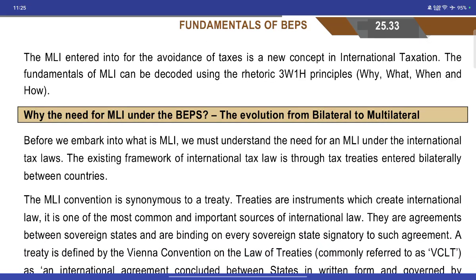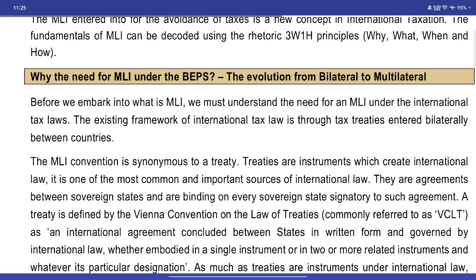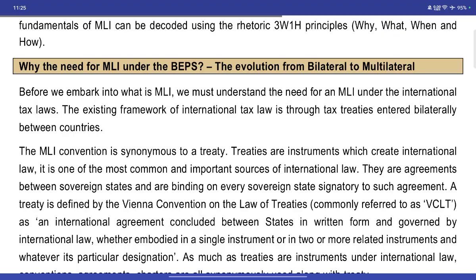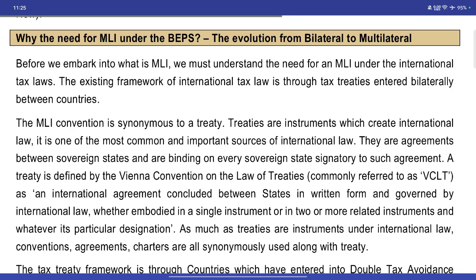The MLI introduces a new concept of international taxation to prevent tax avoidance. The fundamentals of the MLI can be decoded using the 3W1H principle: why, what, when, and how. Why the need for a multilateral instrument, and BEPS as an evolution from bilateral to multilateral. But before we embark on the multilateral instrument, we must understand the need for the MLI under international tax laws.